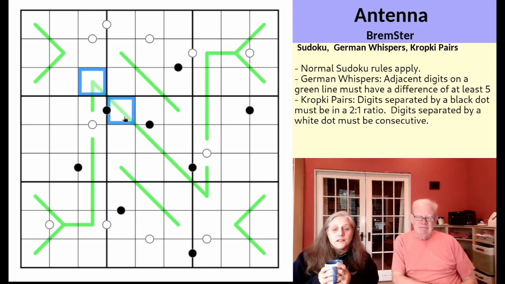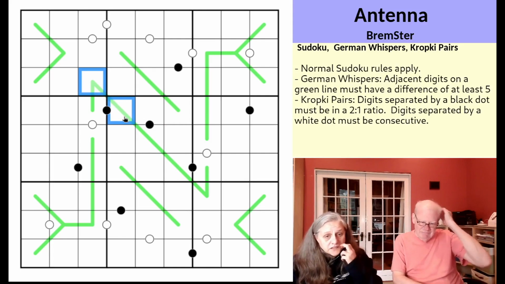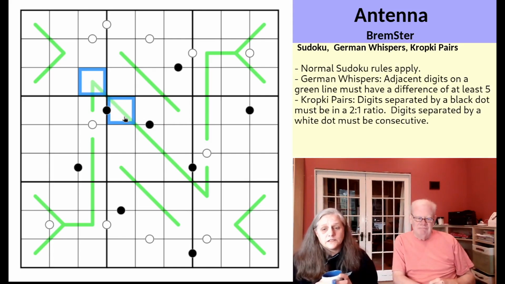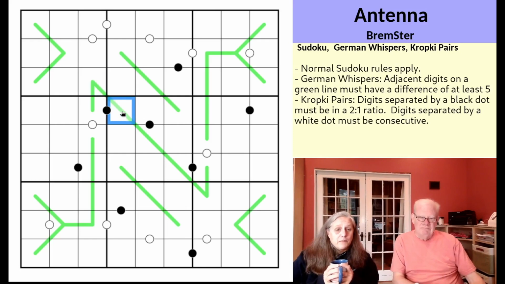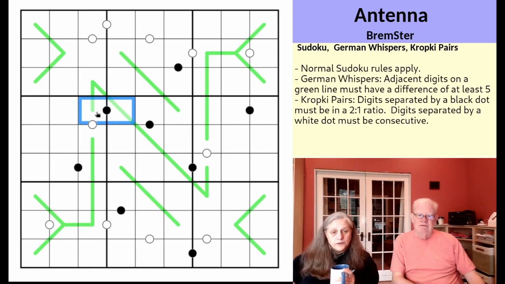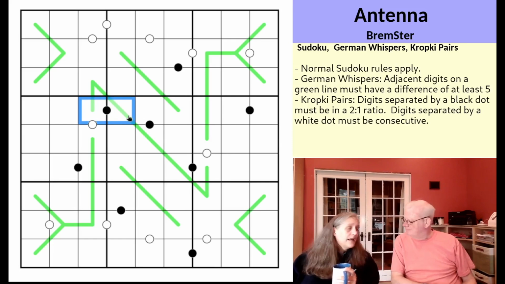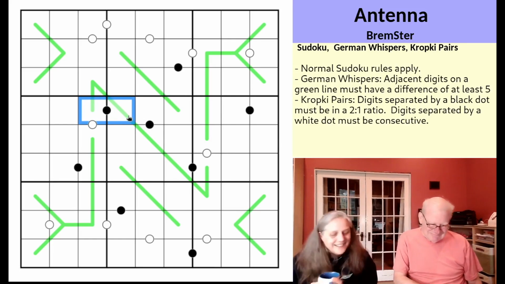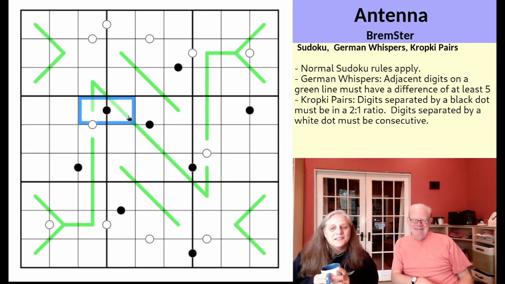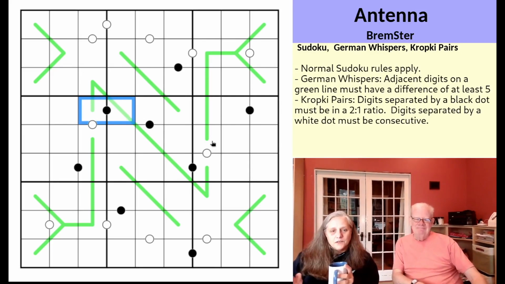Excellent. All right, then Kropki pairs. So we also see some dots in the grid. We see some black dots and some white dots. Digits separated by a black dot, for example, those two, have to be in a 2-to-1 ratio. So one of those two digits will be double the other. It doesn't have to be the larger one on the left. So it could be a 1 and a 2, or a 2 and a 1. Or a 6 and a 3, or a 3 and a 6. But not a 5 and a 10.